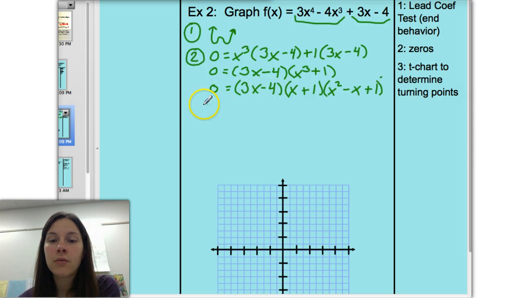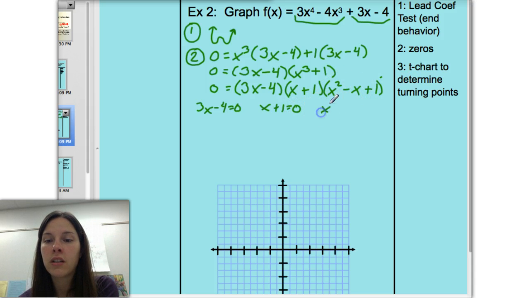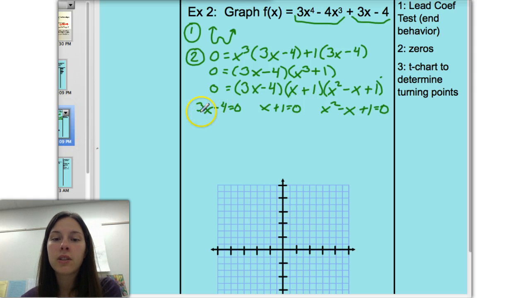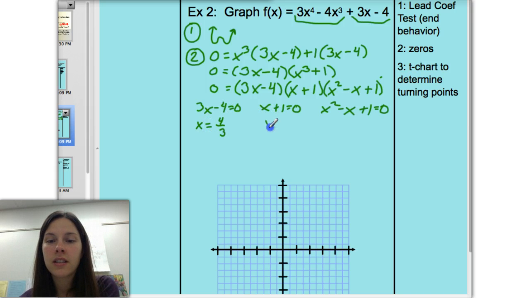Setting each piece equal to 0, our first one we have 3x minus 4 equals 0. Our second term we have x plus 1 equals 0. And our last term we have this whole trinomial equal to 0. By the way, when you use the sum or difference of cubes formula, that trinomial will never factor. There's nothing that multiplies to positive 1 and adds to negative 1. So when we solve that one, we're going to have to use the quadratic formula. Our first term adding 4 and dividing by 3. Our second term subtracting 1 from both sides.